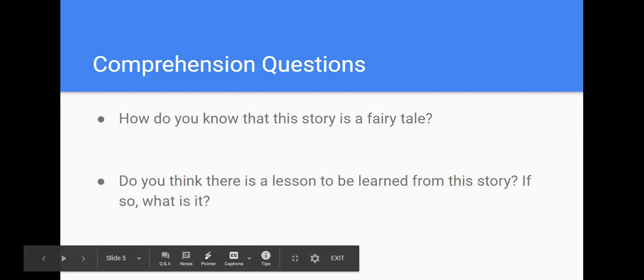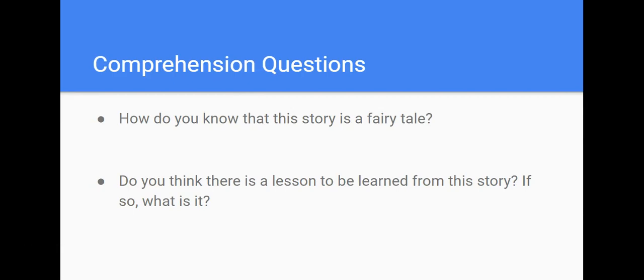Definitely a funny story. I always get a kick at the end of that story, how the emperor gets tricked. Let's do a couple of comprehension questions from our story. How do we know that this story is a fairy tale? Why do the characters in this story pretend to see the emperor's new clothes? Why didn't they just tell him?